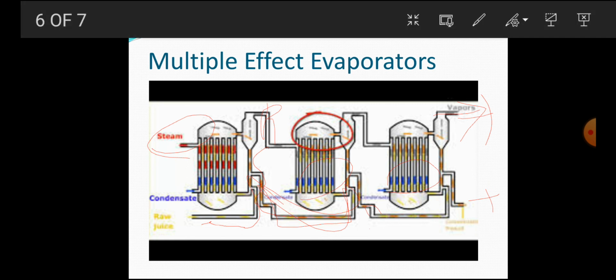In forward feeding, the feed enters from the first evaporator and the product is collected from the last evaporator. In forward feeding, feed moves from high pressure to low pressure, so pumping is not required. Further, the product is available at low temperature.